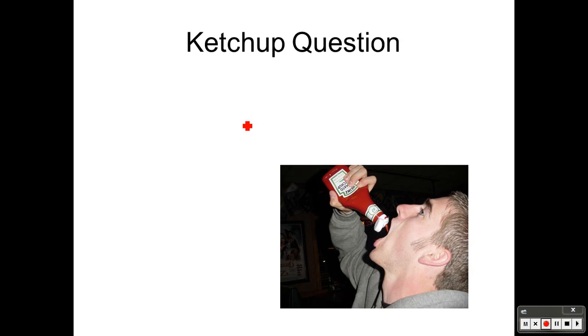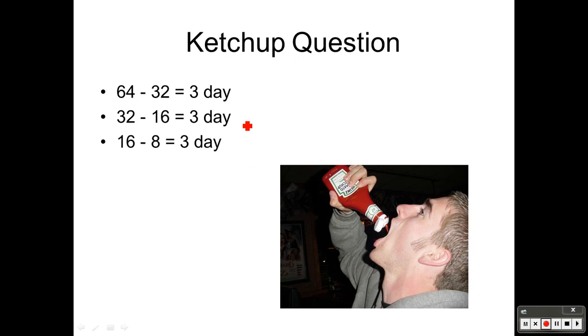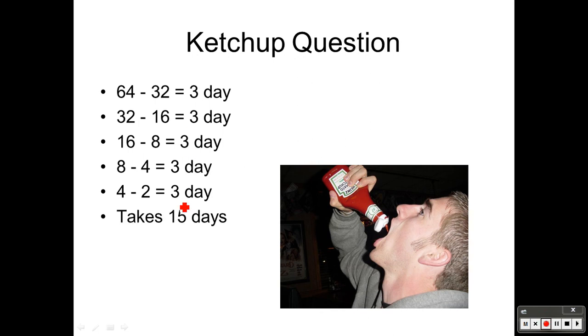So the way we work this out, for every 3 days you go down by half. So 64 to 32, 3 days. 32 to 16, 3 days. 16 to 8, 3 days. 8 to 4, 3. 4 to 2, 3 days. And then you just add them all together. 3, 6, 9, 12, 15. It takes 15 days for your ketchup to go from 64 bottles to 2 bottles.